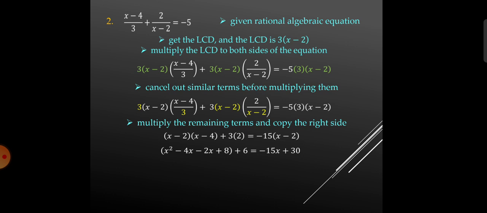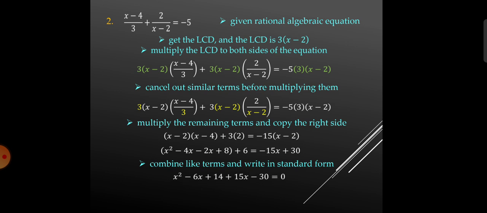Bring down equals, bring down negative 15 times binomial x minus 2, distributive property of multiplication over subtraction. Negative 15 times x, negative 15x. Negative 15 times negative 2, positive 30. Mao nang plus 30. Next, combine like terms and write in standard form. So, what happened? Copy x squared. Negative 4x, negative 2x, double negative, so negative 6x. 8 plus 6 is 14.